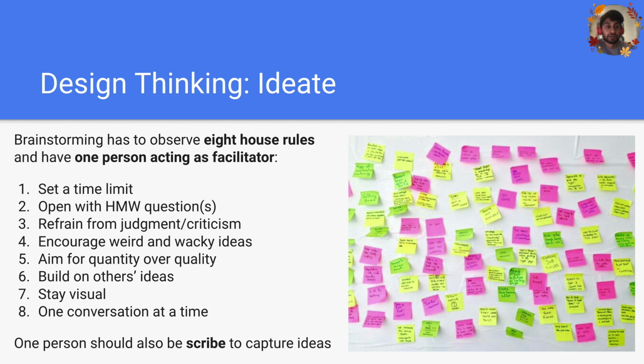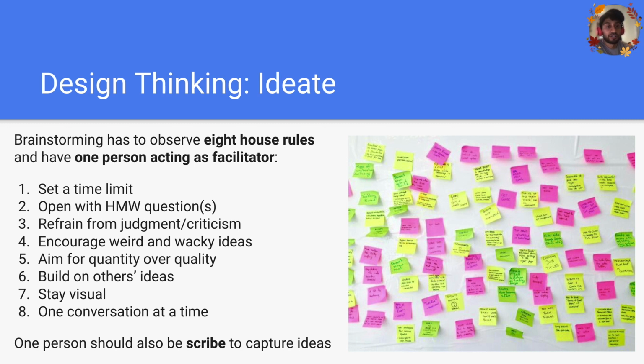3. Refrain from judgment or criticism. No one should be negative, including through body language, about any idea. 4. Encourage weird and wacky ideas. Further to the ban on killer phrases like too expensive, keep the floodgates open so everyone feels free to blurt out ideas, provided they're at least tangentially on topic. 5. Aim for quantity. Remember, quantity breeds quality. The sifting and sorting process comes later.